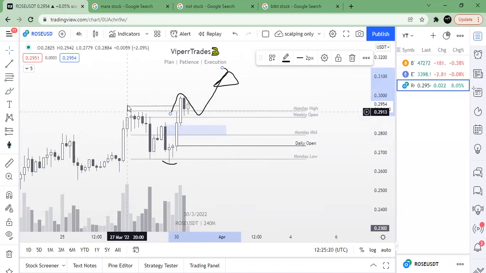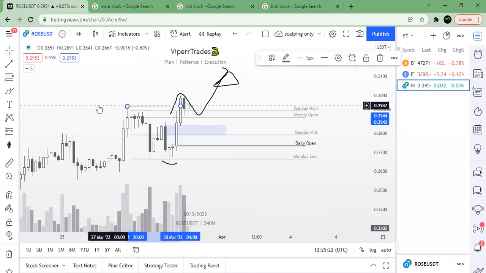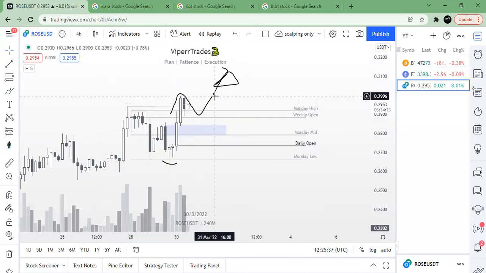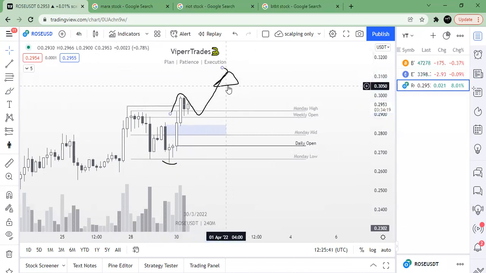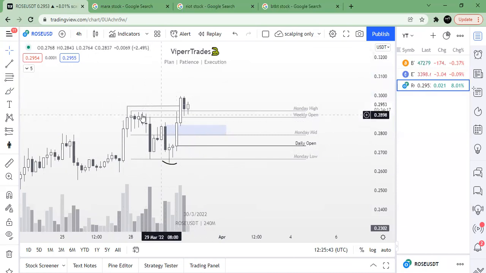So we've got this high here. So when you see highs like this or lows like this, usually if you do get a candle body close through them, then it does give you some confirmation that price wants to continue in that direction. So in this case, it's telling you that Rose may want to continue upwards. So this is an altcoin to keep on your radar for the next few days.